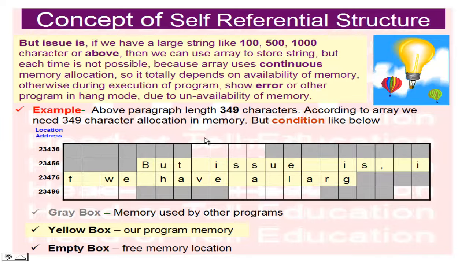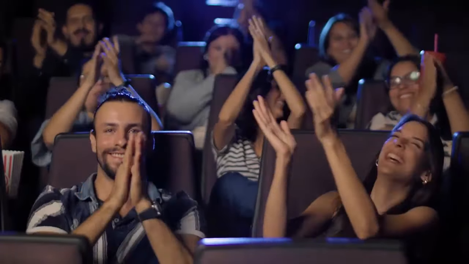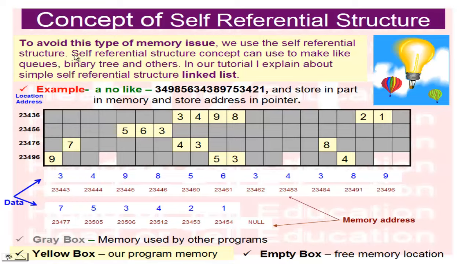So it is possible that our program shows an error, or other programs may also hang, because our program is trying to allocate the memory for the array. Now again we check. To avoid this type of memory issue, we use the self-referential structure. The self-referential structure concept can be used to make queues, binary trees and others. In our tutorial, I explain a simple self-referential structure, the linked list.